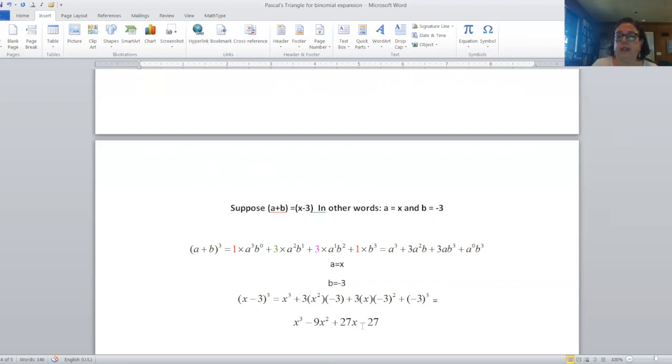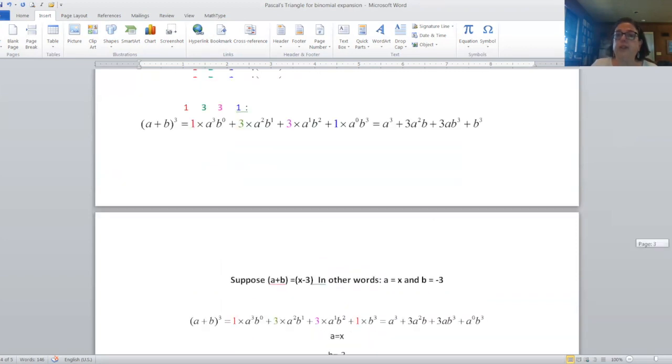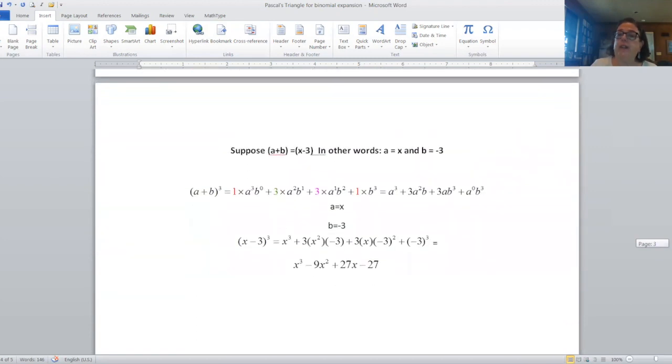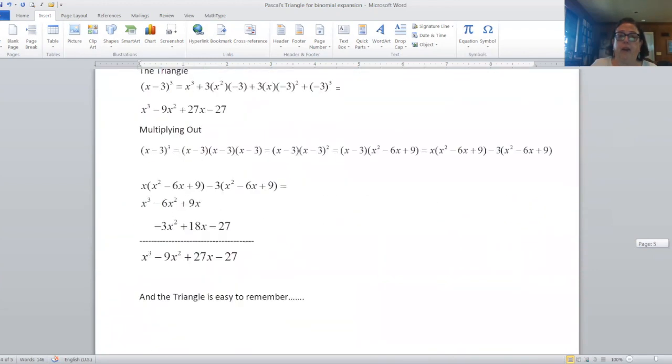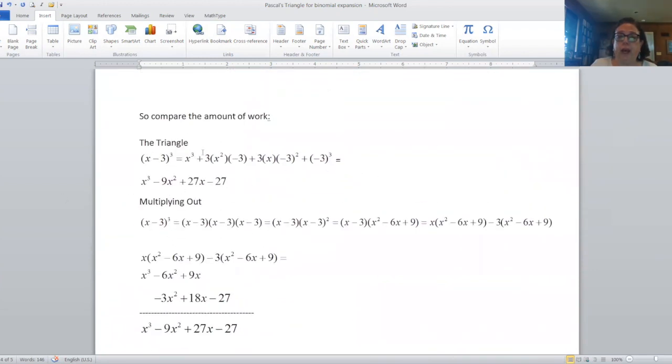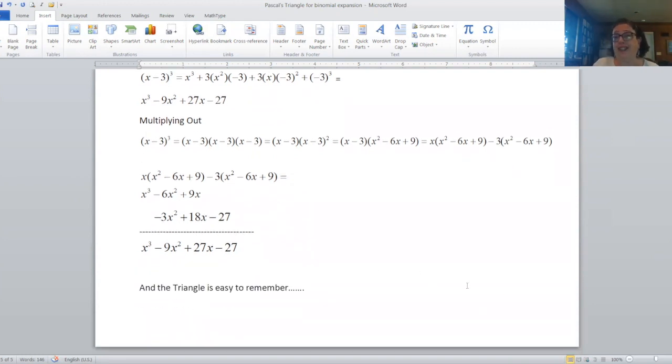We really do this in 2 simple steps. As you get good at it, you can go right to this step. You don't think about a plus b's. You just use the row in Pascal's triangle to find your expansion. Remember, we can compare just finding the pattern in 1 or 2 steps to multiplying out, which gets more and more complicated as the exponent grows. Because now you can use the triangle to find the 5th power of x minus 3 or the 7th power of x minus 3. And the triangle is easy to remember.